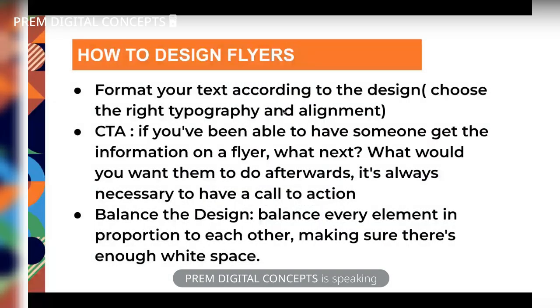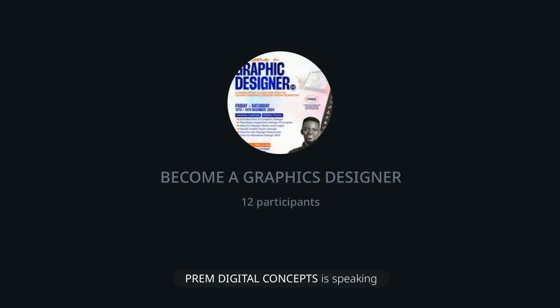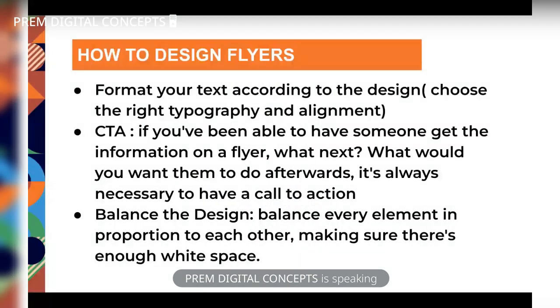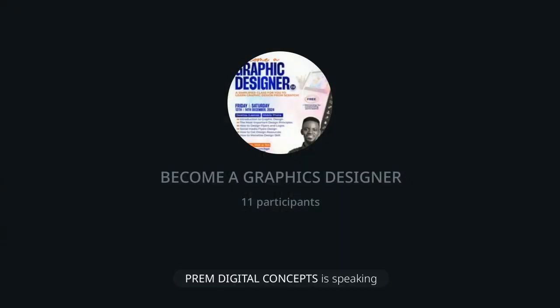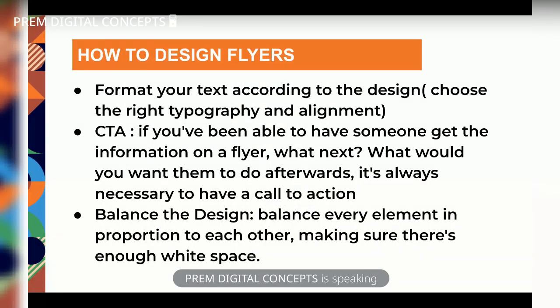Balance the design. Every element in proportion to each other, making sure there is enough white space. We're still going to be talking about white space later on. But balance has to do with when all the principles are well applied on the design, you are going to achieve balance. Some people put balance as a principle of design, but I see balance as when you finally achieve what you want and your design applied all our principles correctly. That is when you achieve balance on the design.